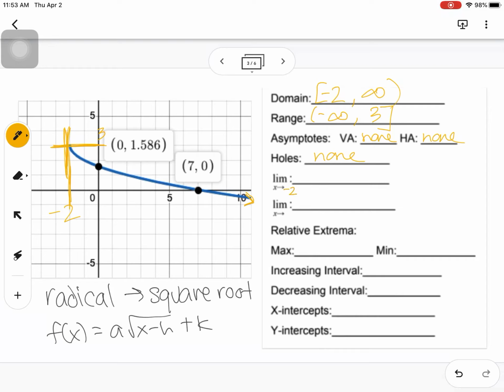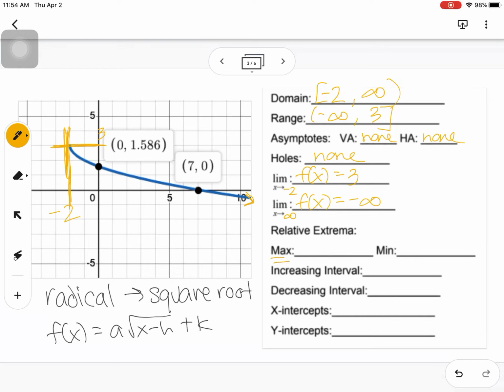For the limits, we fill in our domain, so -2 and infinity. As I get closer to -2, my graph is getting closer to 3. And as I get closer to infinity, going further to the right, my graph is getting closer to -infinity. It's going down.